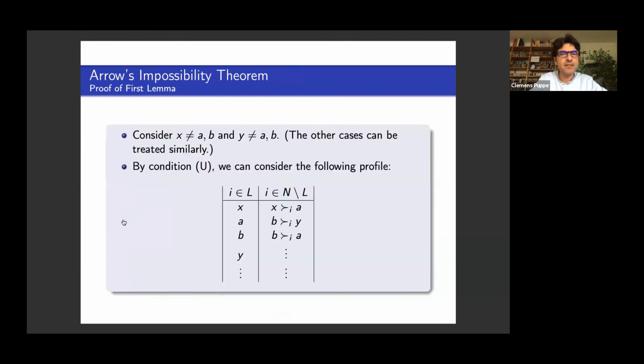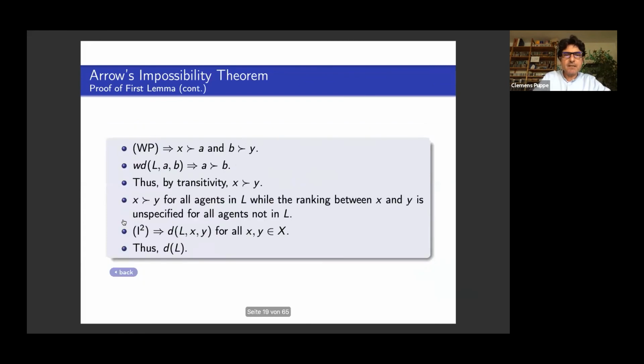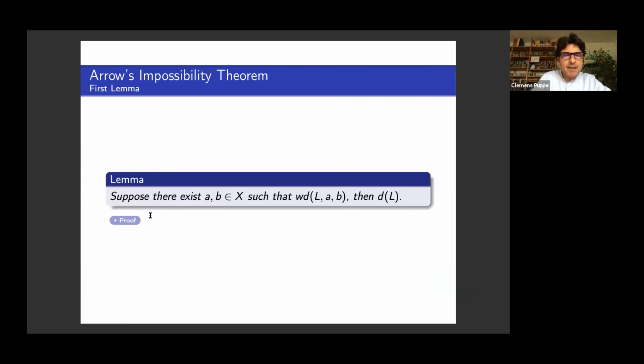Okay, here's the proof. It's not so difficult. Remember, just a second, let's go back. The first lemma says, if there are two alternatives A, B such that the group is weakly decisive, then the group must be decisive for everything. That we have to prove. What exactly was weakly decisive? It meant that in every situation where the members of this group prefer A to B and everybody else prefers B to A, the group must prefer A to B, as the people in L do. That is the definition of weak decisiveness.